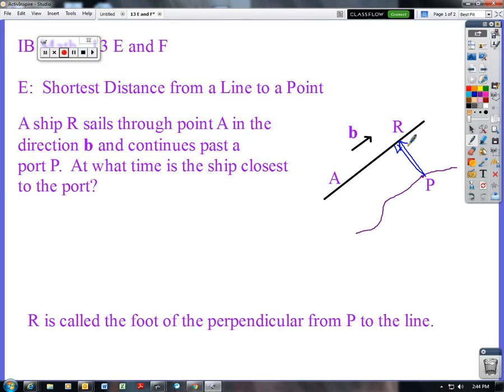So it'll be closest when direction vector B dotted with vector PR is equal to 0. And by the way, R is called the foot of the perpendicular from P to the line. So R is on the line. R is this point here. And that's kind of cool. I'd never heard of that before.